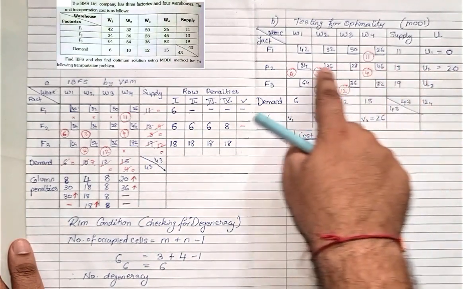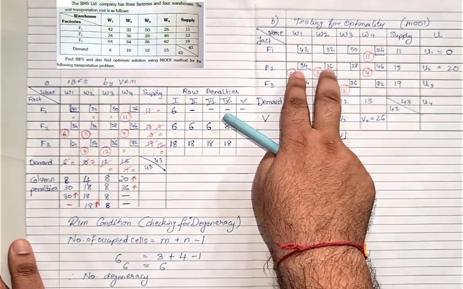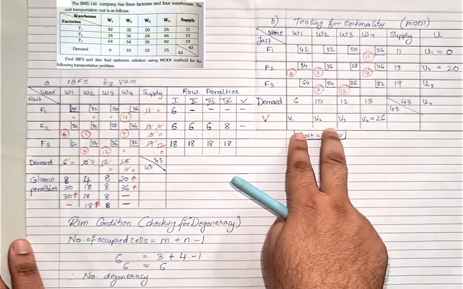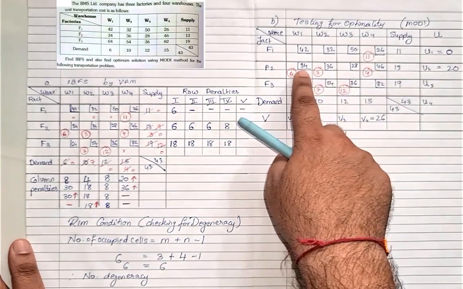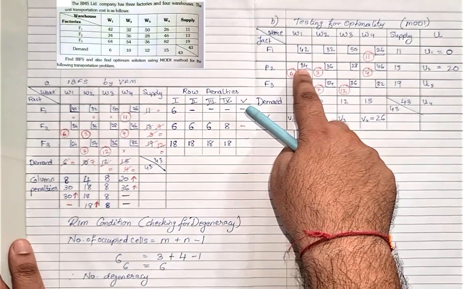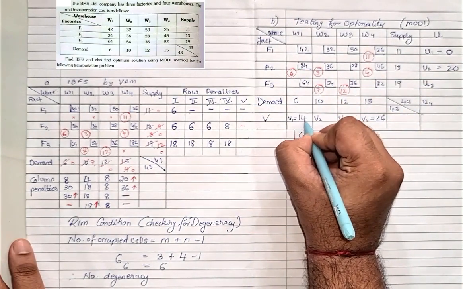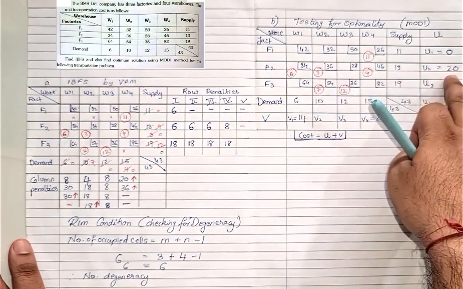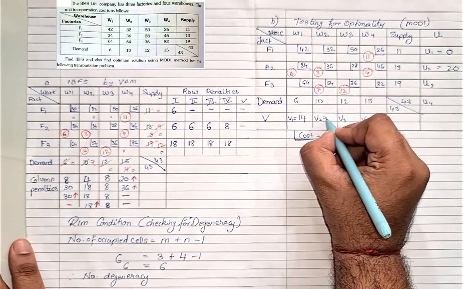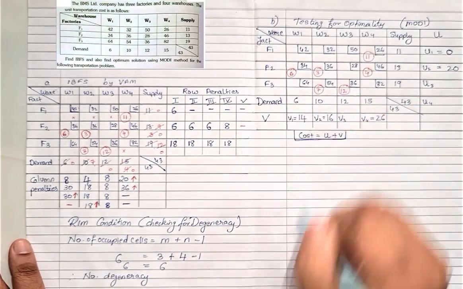Now in the same line, since I have the U, I will be able to find the V's for W1 and W2. Okay. So again, same thing. The cost is 34. So 34 minus 20, I will get the value as 14. 36 minus 20, I will get the value as 16.